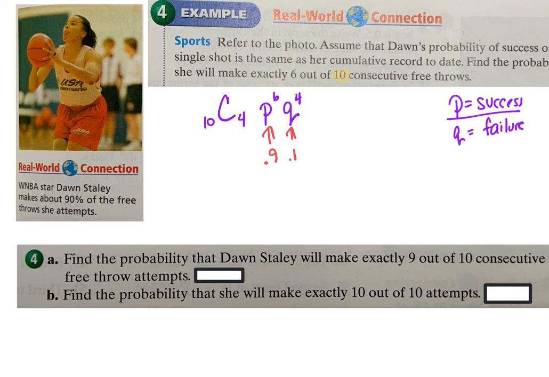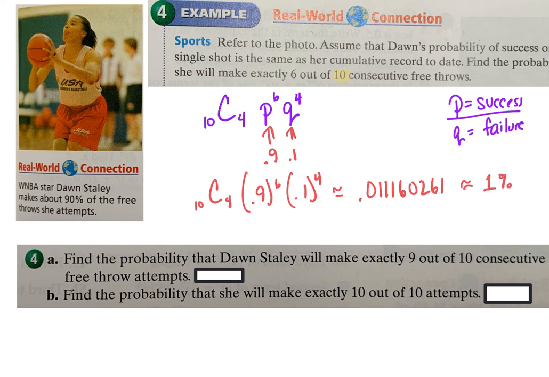So to calculate her probability here, we're going to say a combination of 10 things taken 4 at a time times 0.9 to the 6th power and 0.1, sorry, to the 4th power. I would definitely put that in my calculator, all right? And you end up with this really long decimal, so make sure you can get this really long decimal correctly. She has about a 1% chance of making exactly 6 out of 10.